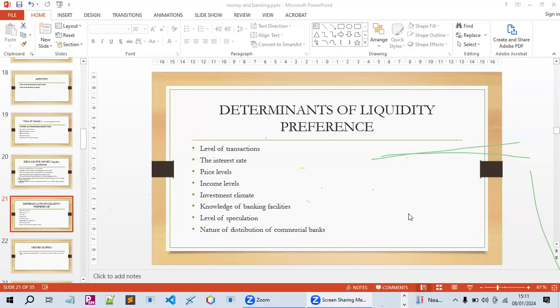Let's look at the income levels. A high level of income among people leads to low liquidity preference since they easily invest their money elsewhere to earn interest both in the short and in the long run. However, people with low income levels tend to hold their money in cash form or near cash form because of the daily transactions they make.